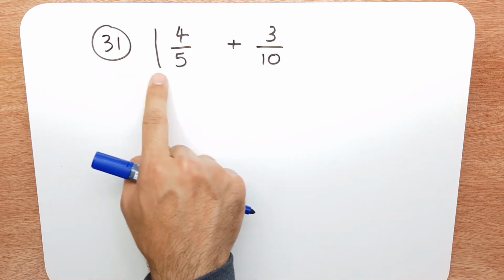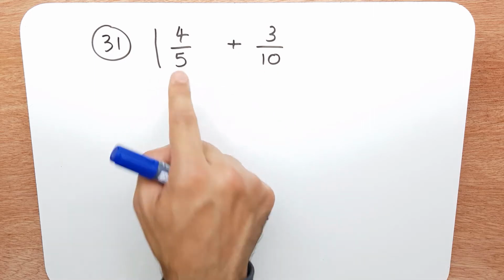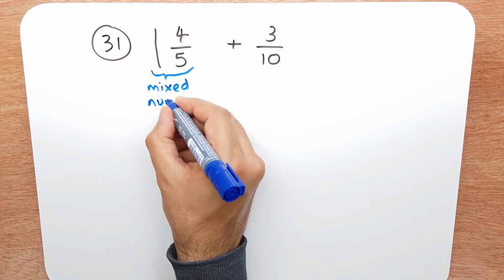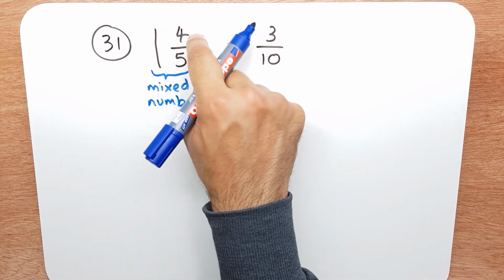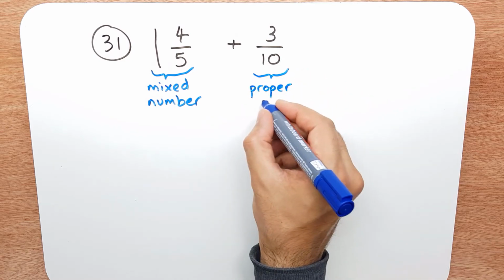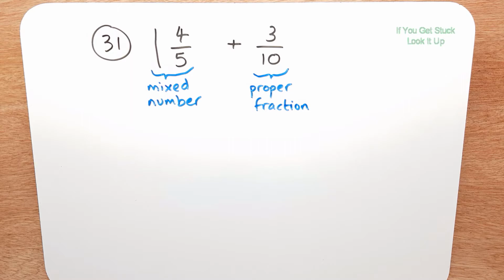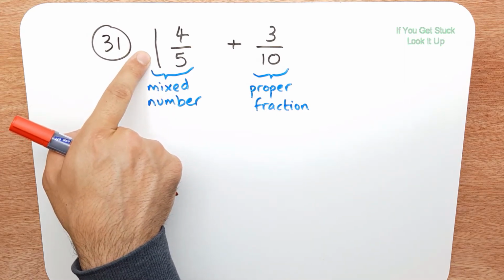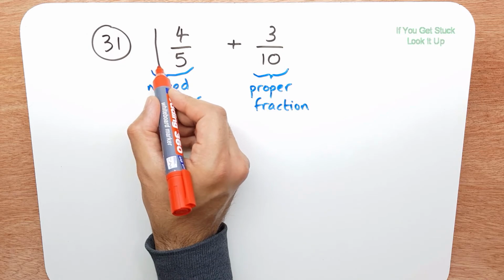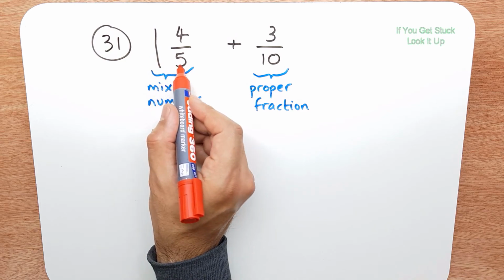Question 31 is 1 4/5 plus 3/10. So now we have a mixed number. This is a mixed number because you've got the whole part and the fraction part, and you've got a proper fraction. So our first step is to turn this into an improper fraction. And what you do is you multiply the big number by the bottom number, the big number by the denominator, and then add the top.